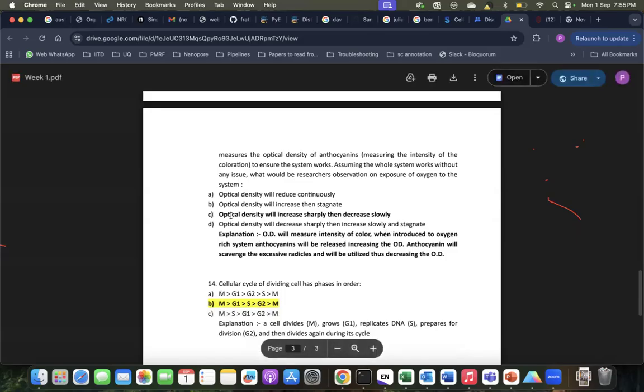So the answer that's correct here is, initially when it's introduced into the system, anthocyanins are being released, so the optical density is increasing. But then immediately they are going to take up all of that. They're going to reduce the free radicals, so that's going to decrease. So it increases initially, but then keeps on decreasing.